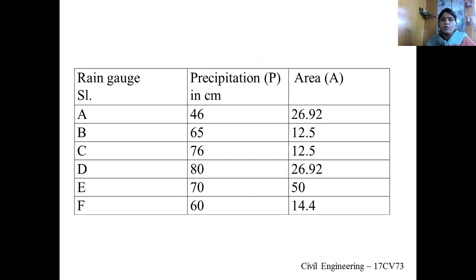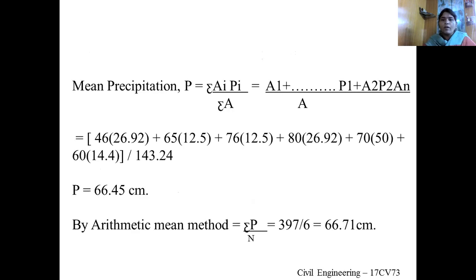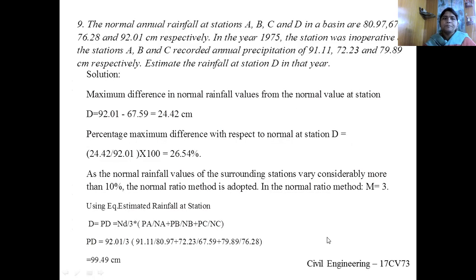So once you get that, you know the precipitation values, you know the area values, directly you have to take the product AiPi divided by A, and you get the answer as 66.45 centimeter. They have even asked by arithmetic mean method: directly summation P, precipitation values you add up, divided by N rain gauge stations, number of rain gauge stations 6, you get 66.71 centimeter.